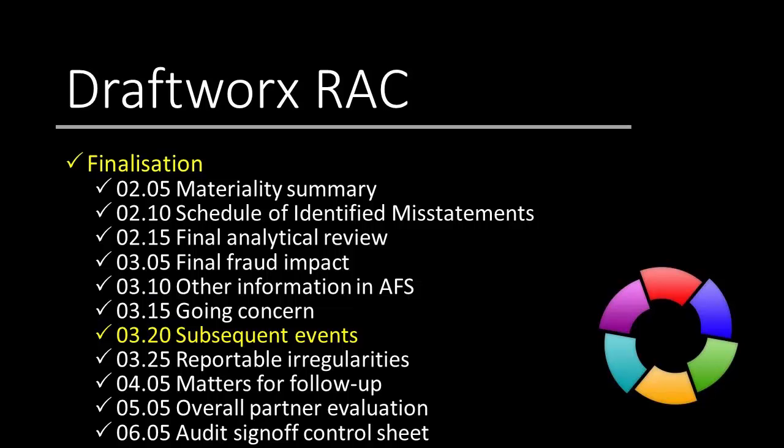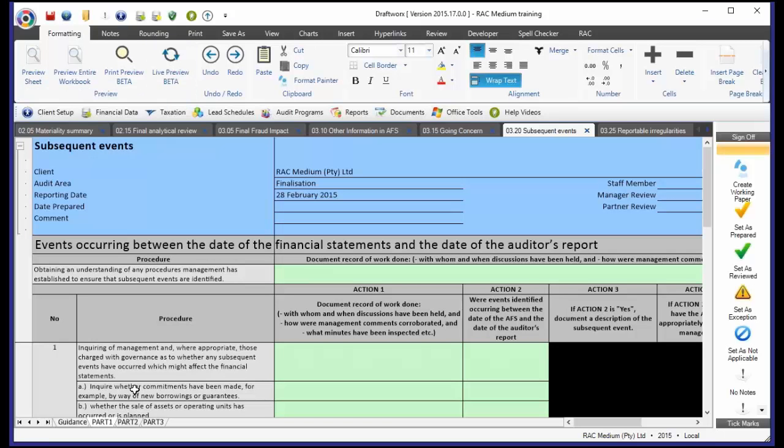0320 is then our subsequent events working paper. And we have 3 parts to the worksheet, and there obviously is very good reason for 3 parts. Firstly, events occurring between the date of the financials and the date of the auditor's report. The second one is between the auditor's report date and the issue date of the financials, and of course part 3 is going to be after the issue of the financial statements. And those are 3 very important sections, because those are the 3 sections that the ISAs are also referring to.